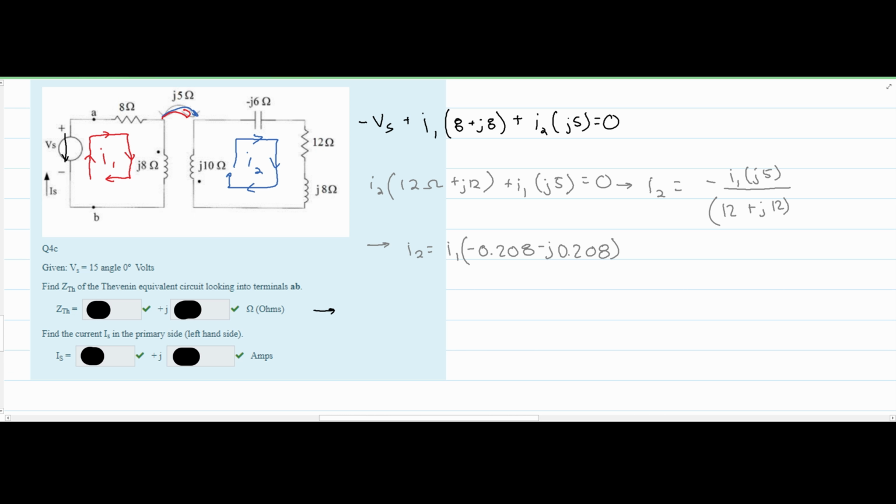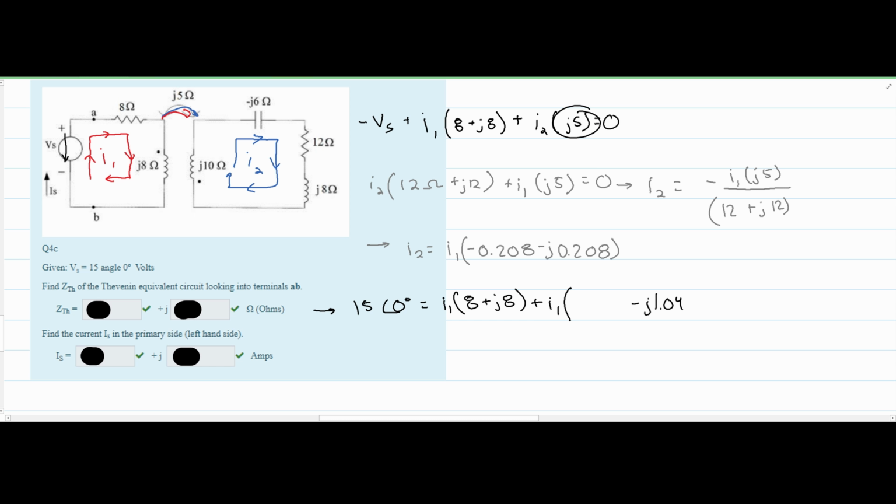We can add Vs to both sides, that way we'll get it on one side and it won't be negative anymore. If we do this, we get that our V of S is 15 angle 0 degrees, and this is equal to the I1 times 8 plus J8, and then we also have the I1 because we're plugging this I2 into here. So we're basically going to have this times this. We are going to have an I1 on the outside, and a parenthesis. Now a J5 times a negative 0.208 is equivalent to negative J 1.04.